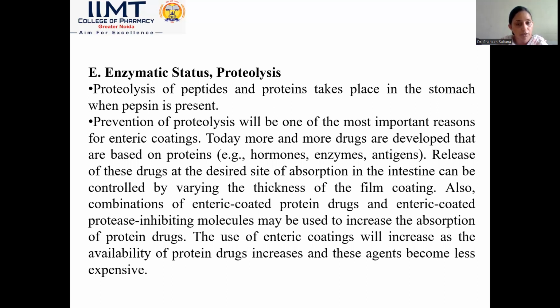So you have to control the thickness of your film. Proper thickness should be there so that you can resist the degradation by the enzymes present in the stomach. Also, a combination of enteric-coated protein drugs and enteric-coated protease formulations, protease inhibiting molecules, can be used. That will prevent the degradation of the drug or the protein in the stomach, so increased absorption and increased bioavailability have been found. So the enteric coating used should be able to be retained in the stomach, not be degraded by the enzymes, and be able to show the predetermined release.